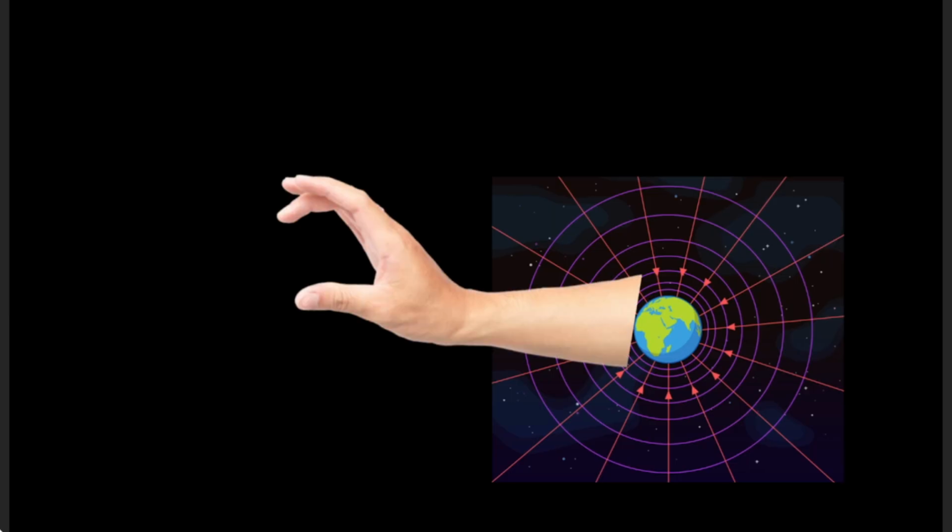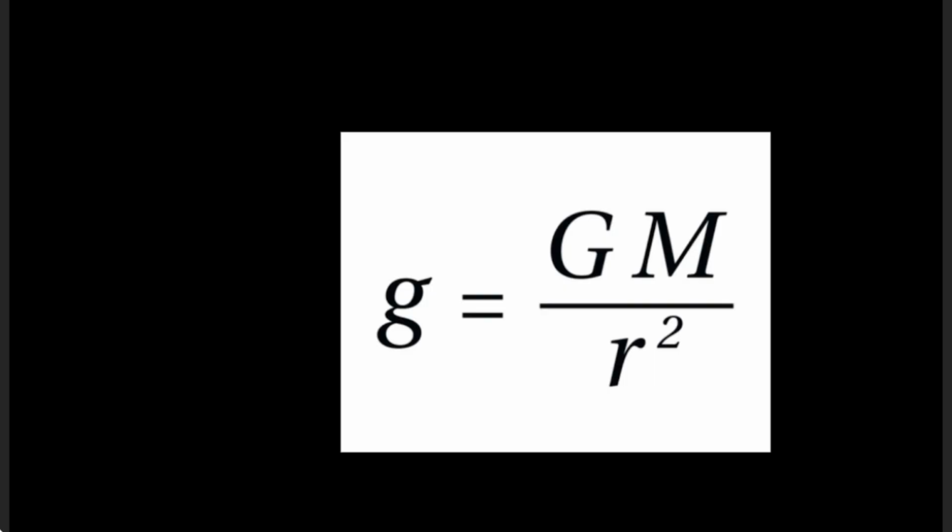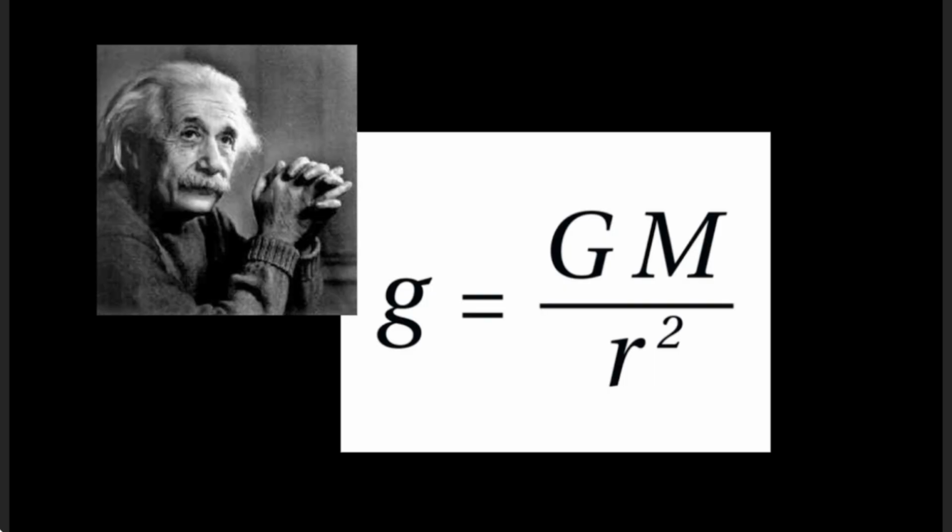A gravitational field is a kind of area that surrounds objects with mass, exerting gravitational force on any other mass. On the surface of a planet, it can be found with g equals gravitational constant times mass over radius squared. It is measured in newtons per kilogram.